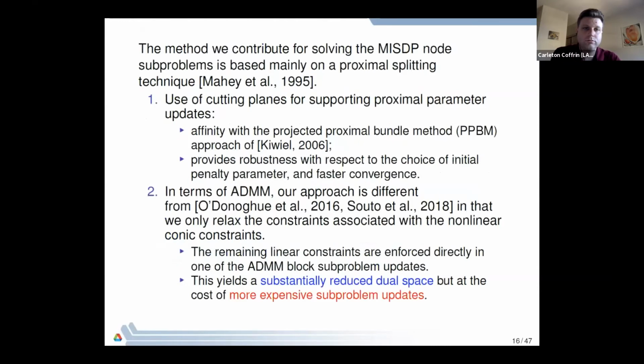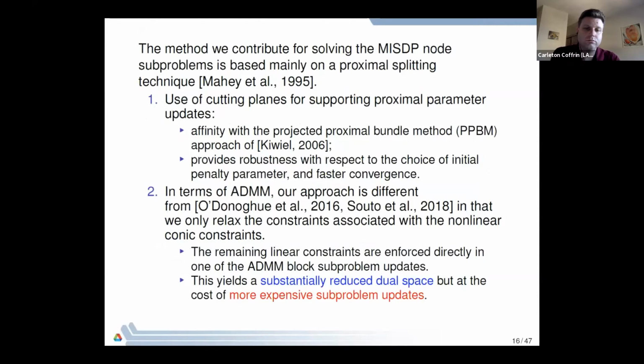We apply an approach that's most closely related to the projected proximal bundle method. This uses some ideas from bundle method, but it also resembles ADMM functionally. The cutting planes provide robustness with respect to initial choice of penalty parameter and faster convergence.